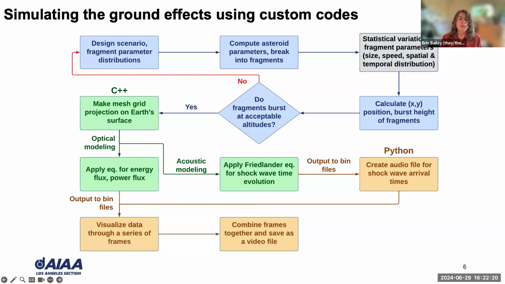So for the optical ground effects, to model the conversion of the asteroid's kinetic energy into optical energy, we use measured optical data from DoD satellite observations of small bolides to form a relationship between the two. And because the optical propagation is occurring at very close to the speed of light in vacuum, and the distance scale from the bursting fragment to the observer is on the scale of tens to hundreds of kilometers, we approximate the optical pulse as occurring nearly simultaneously at all observer points.